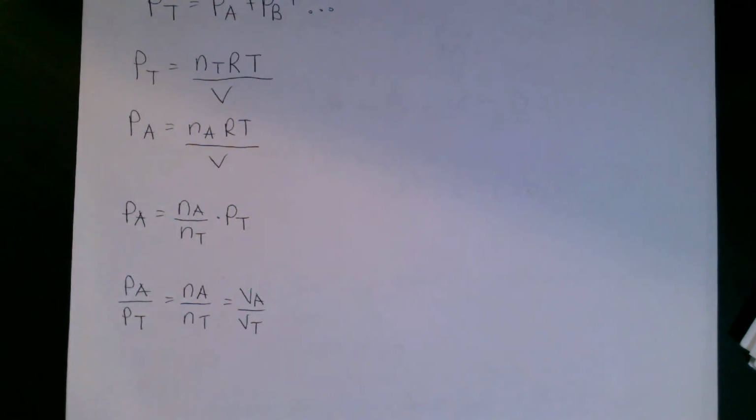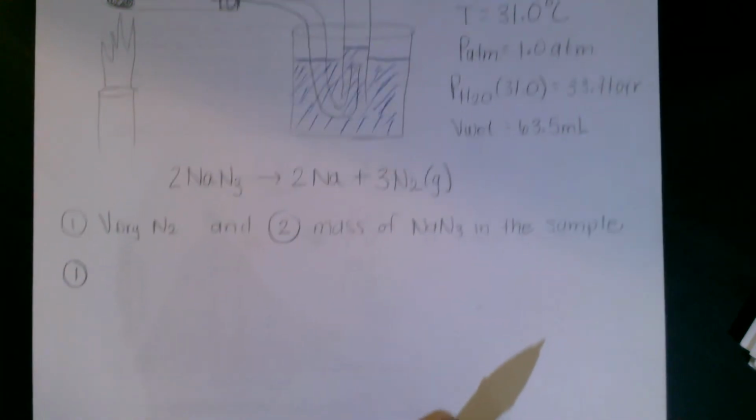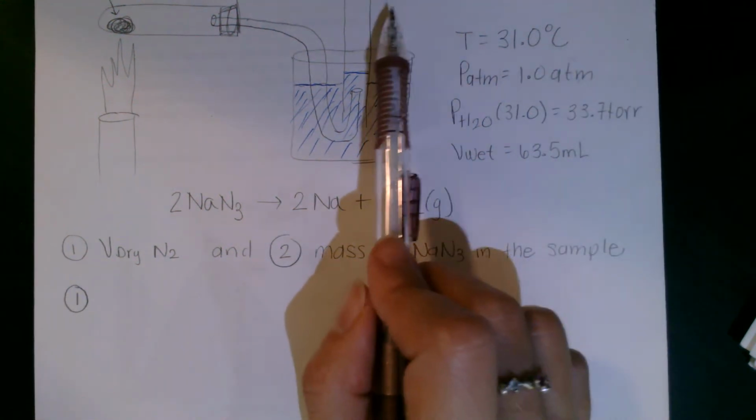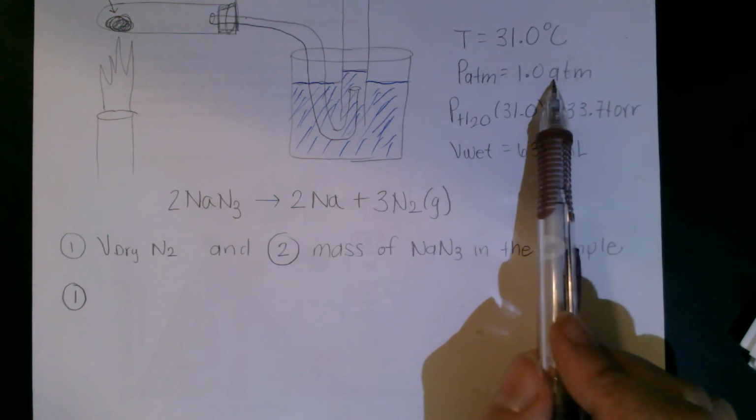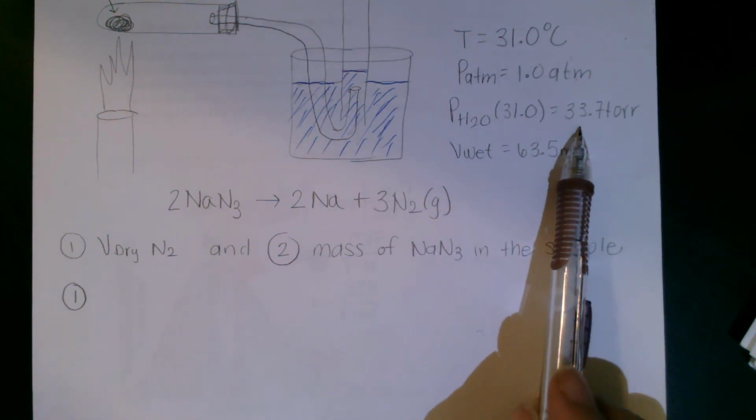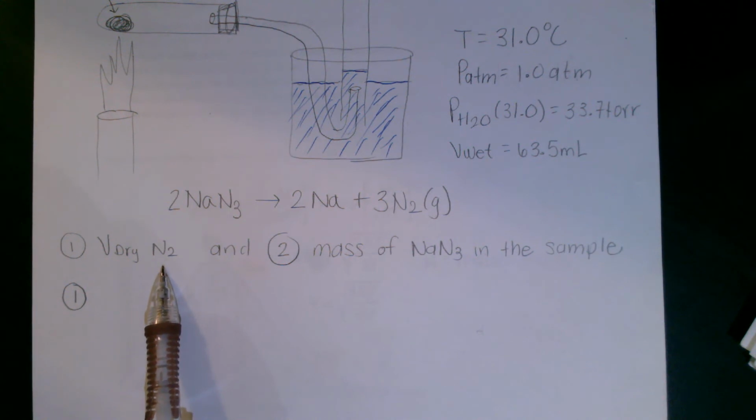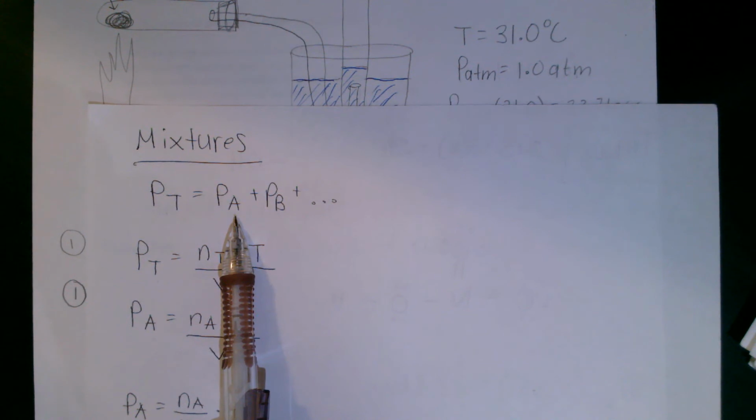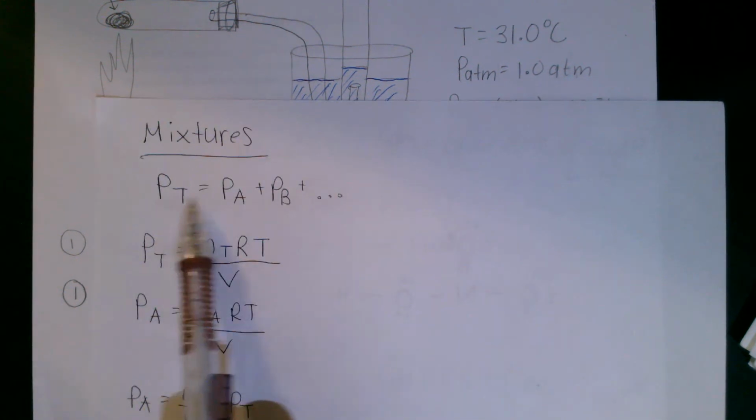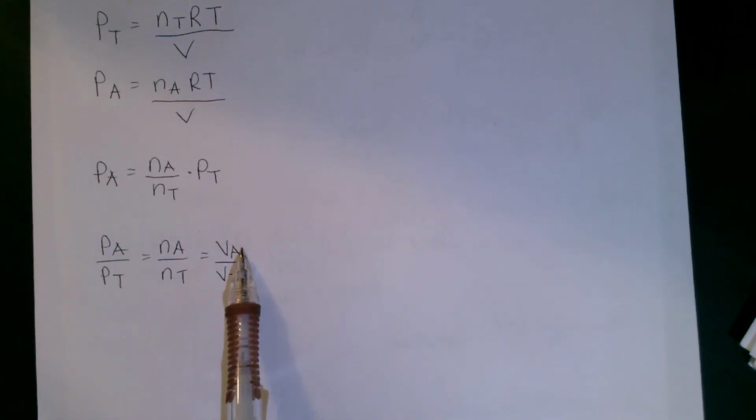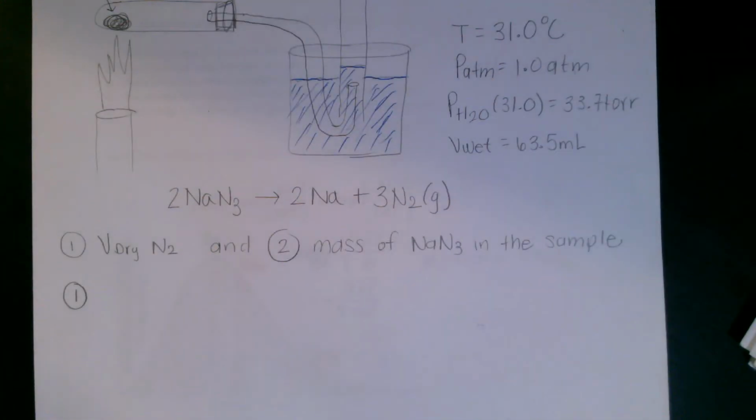And then we have pressure of A over pressure total equals moles of A over moles total equals volume A over volume total. Okay, so if we go back and look at what's given to us, we have the total pressure because the atmospheric pressure equals the pressure inside. And since we are given the vapor pressure of water, we can find our pressure of N2. So we'll be able to use this formula to get our pressure of N2. So say our pressure of A, then we'll have PT and PA. Then we can use PA over PT equals VA over VT.